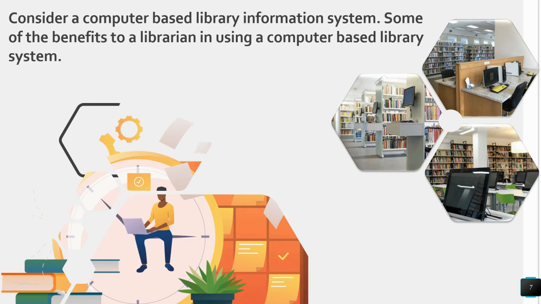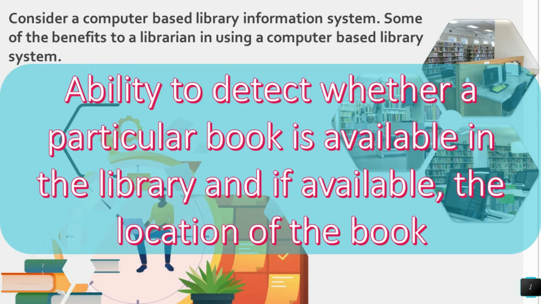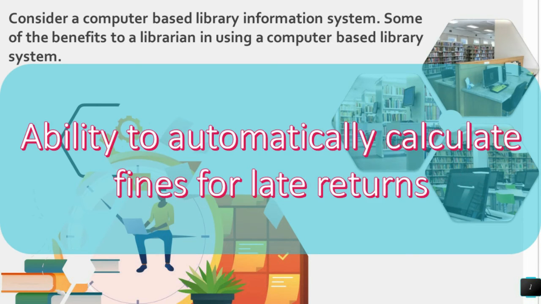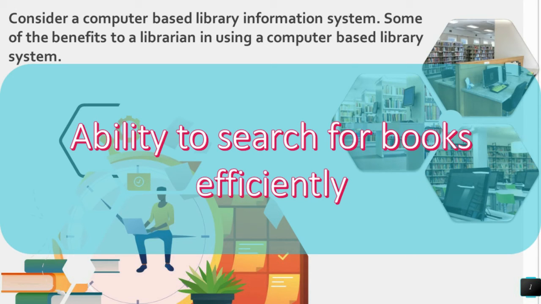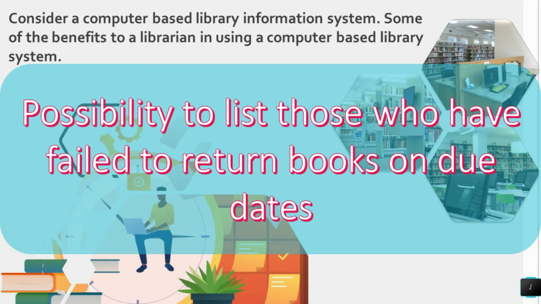Consider a computer-based library information system. Some of the benefits to a librarian in using a computer-based library system: ability to detect whether a particular book is available in the library and, if available, the location of the book. Ability to use a barcode to maintain issues and receipts. Ability to automatically calculate fines for late returns. Ability to search for books efficiently. Ability to maintain records of those who have borrowed books. Possibility to list those who have failed to return books on the due date.